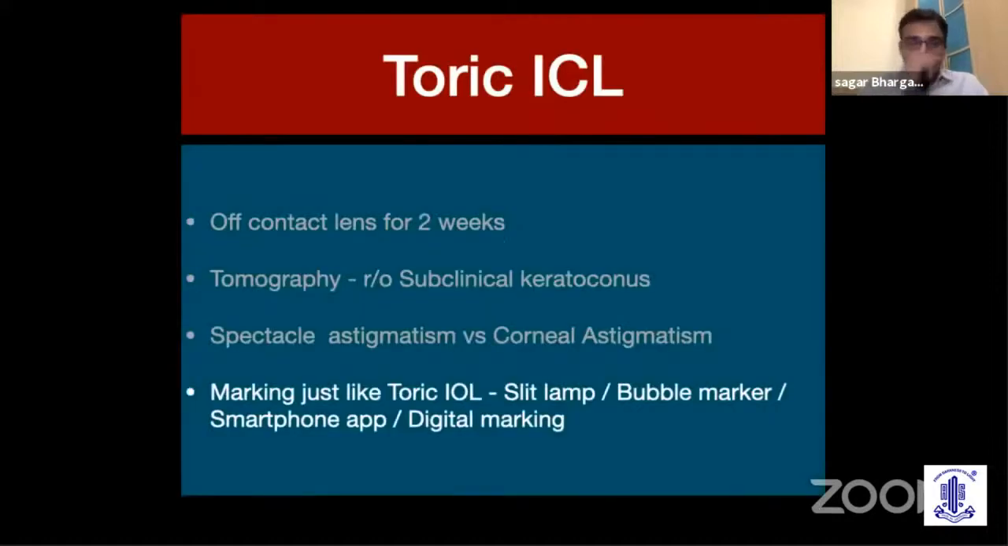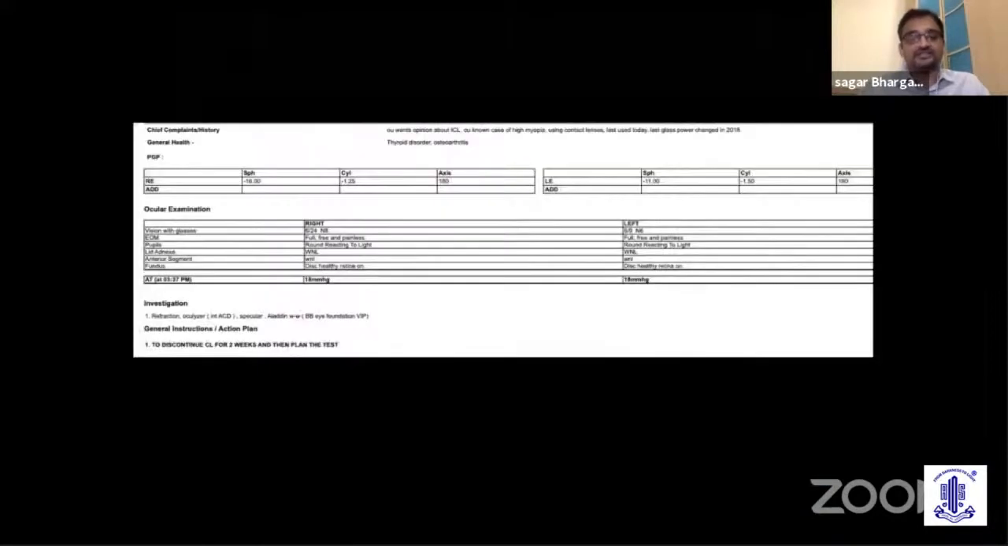So it is very important to remember that you have to aim for spectacle astigmatism correction rather than corneal astigmatism. Now, the next important point is marking. Marking is essentially just like a standard toric IOL, which all of us are used to doing. Use whatever technique you are comfortable with, be it slit lamp, bubble marker, smartphone app, or digital marking. I usually use a smartphone app by Dr. Patwardhan, which is very convenient and easy to use. Of late, because of availability of Verion at our center, I have shifted to digital marking, which removes all the hassles.